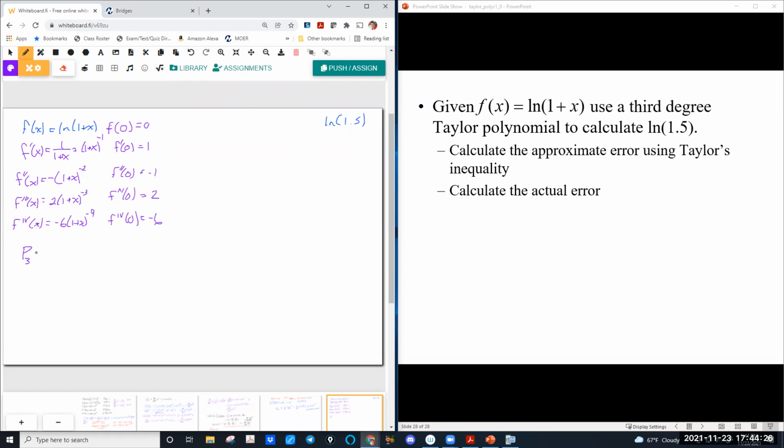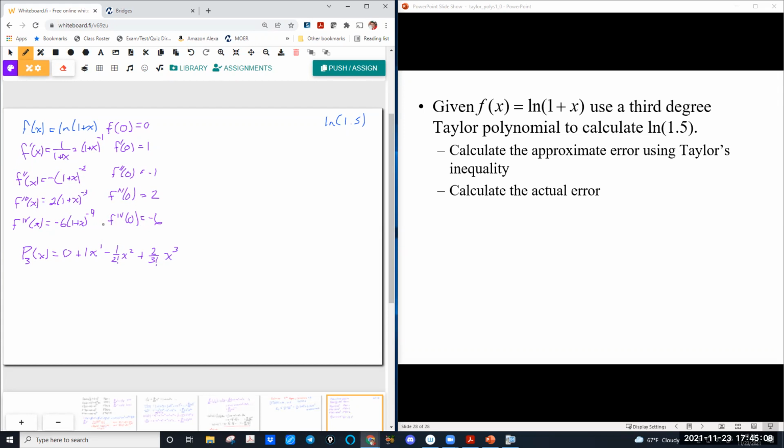So our third degree, this is exactly what we were doing before. I'm going to write it out and then we'll simplify it. So we're going to center this at 0. It didn't say in the problem, but we're going to want to center it at 0 because we're just estimating ln of 1.5. So 1 times x to the first minus 1 over 2 factorial x to the second plus 2 over 3 factorial x to the third. We're done. That's a third degree Taylor polynomial.